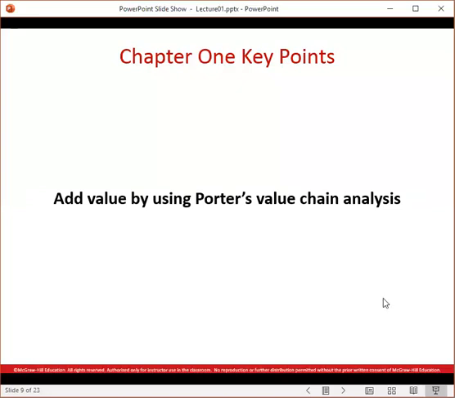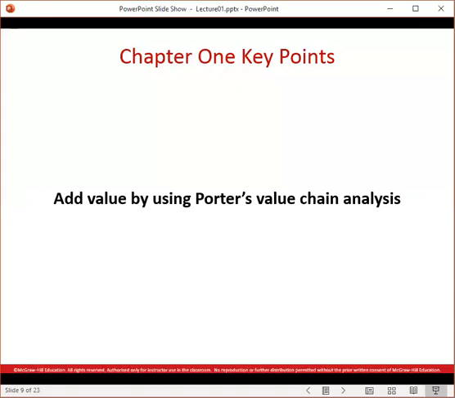Once you've gone through Porter's 5 forces analysis and determined the profitability of a market niche, and then you've determined the strategy you'll use in that market niche and you're operating, then you'll use Porter's value chain analysis to continually reorient your firm so that it's competitive.